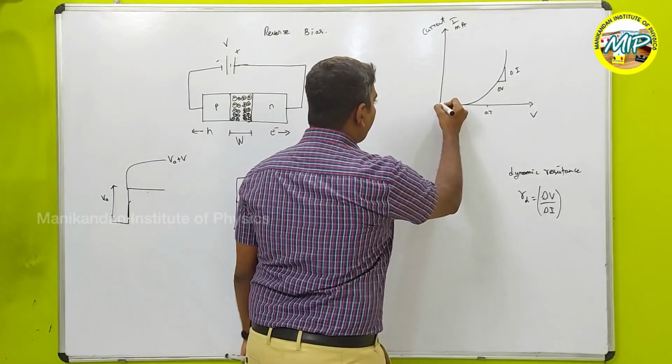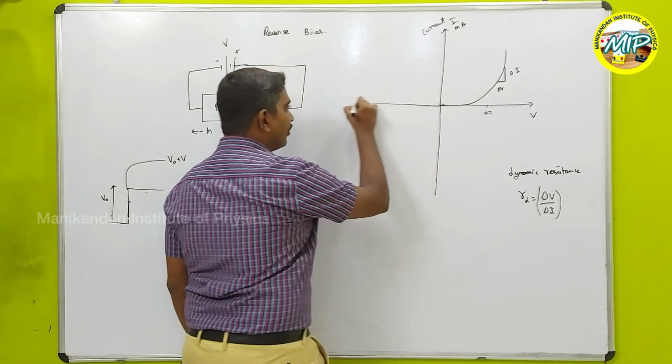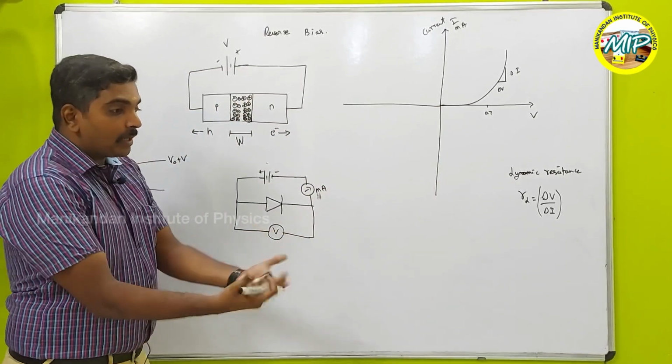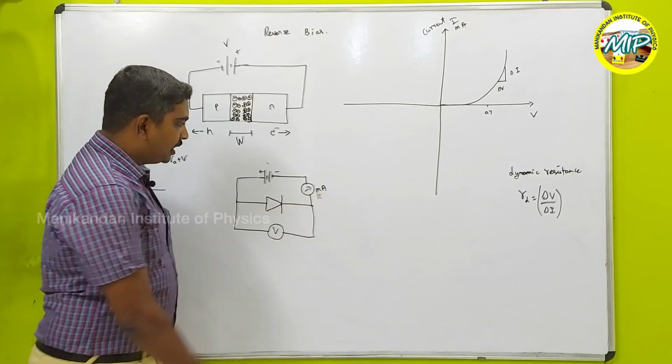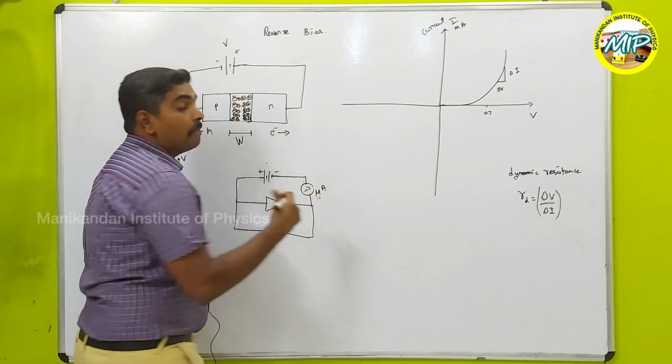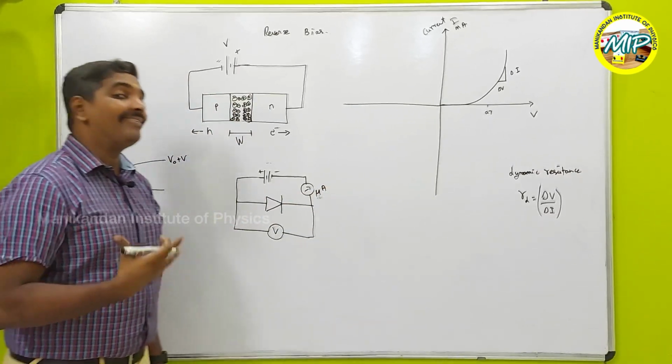So if I plot a graph, I'm measuring my potential and current here. In the case of reverse bias, we have an ammeter called a microammeter, 10 to the power minus 6.